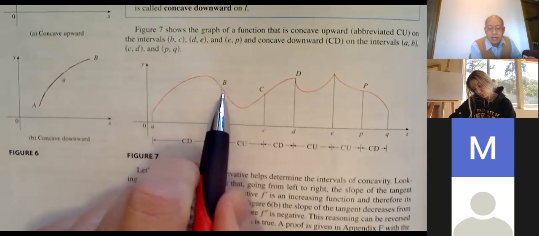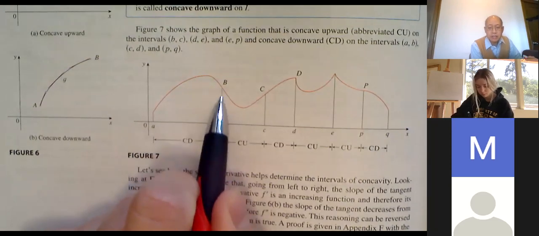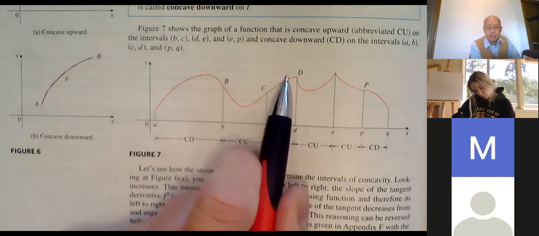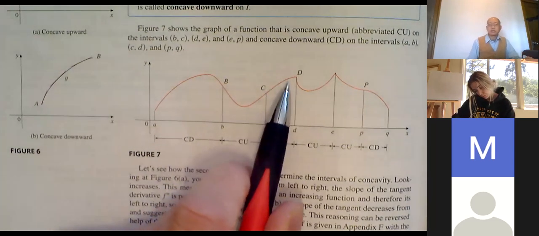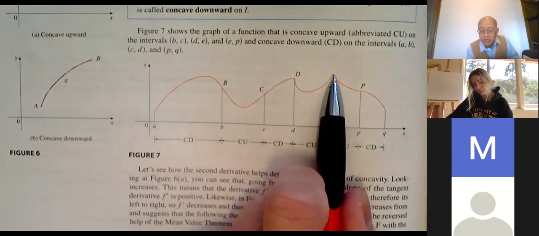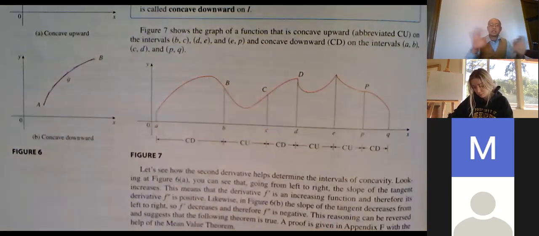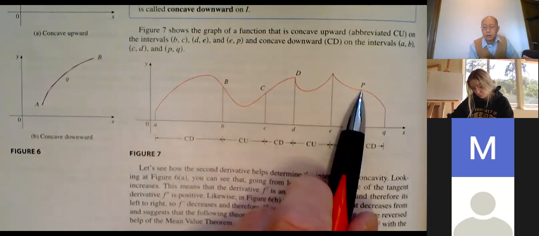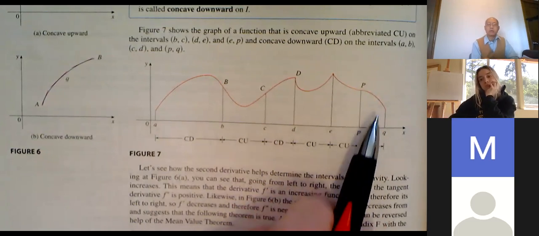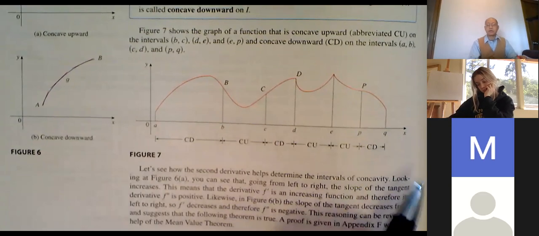Point B is an inflection point. It switches from concave down to concave up. C is an inflection point. It switches from concave up to concave down. So those are inflection points. Now, this point right here is not an inflection point. It goes from concave up to still being concave up. So by definition, that's not an inflection point. This point here, point P, is an inflection point, concave up to concave down. So whenever there's a change in concavity, that's called an inflection point.